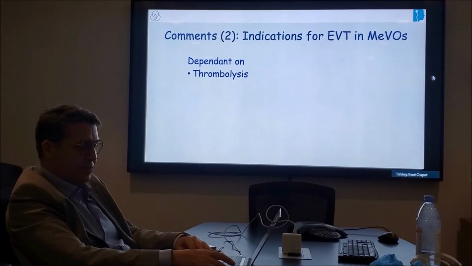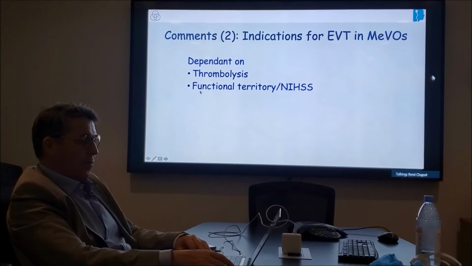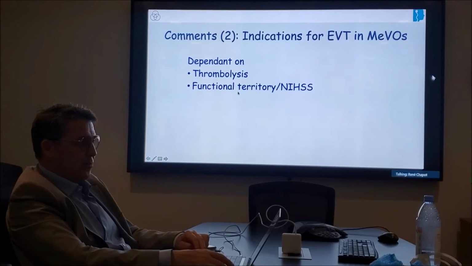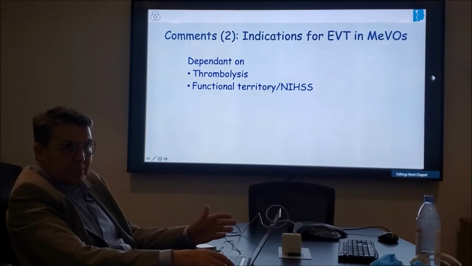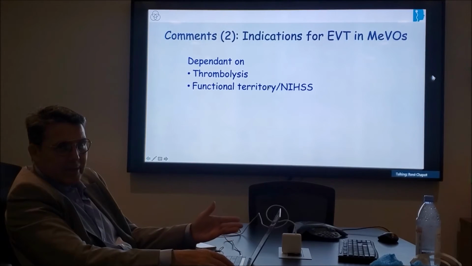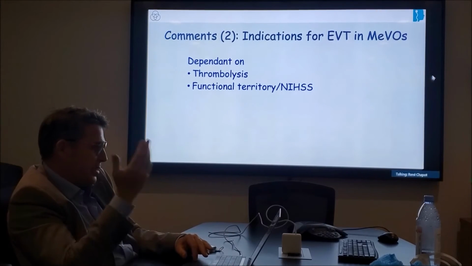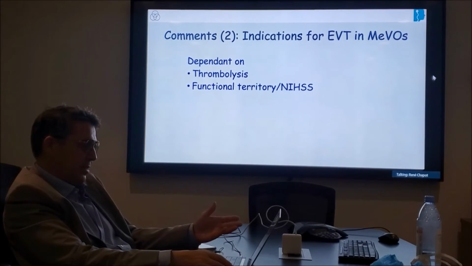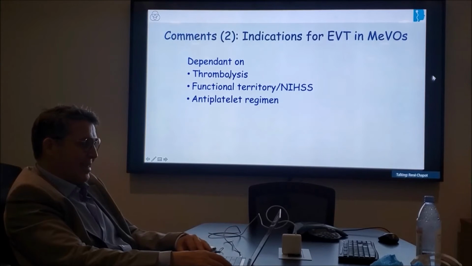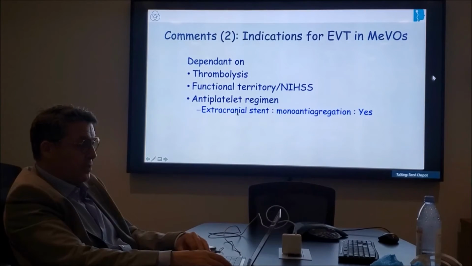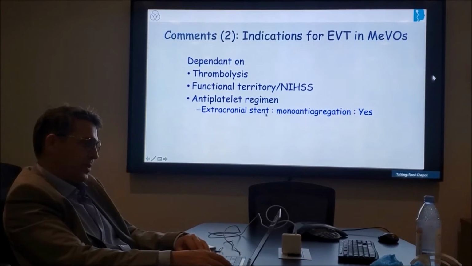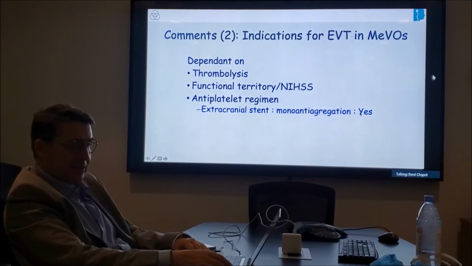So if the patient receives thrombolysis, we would rather be cautious. Of course, if the artery which is affected is a frontal artery or functional artery, but if the patient sleeps after NIHSS, after TICI 0, you won't be able to know. But if you see that it's an artery to the central sulcus, then it makes sense. And of course, uncomplicated antiplatelet regimen, because if the patient receives an extracranial stent because of tandem occlusion, then he will have mono antiplatelet, and this is a good candidate to treat.